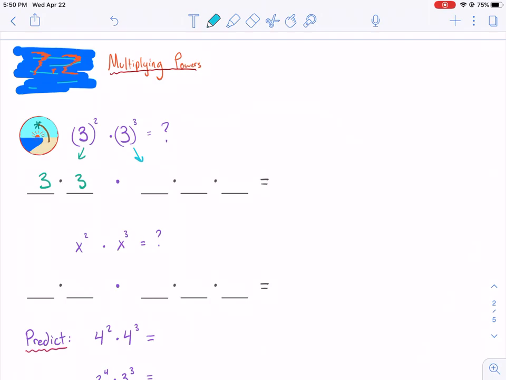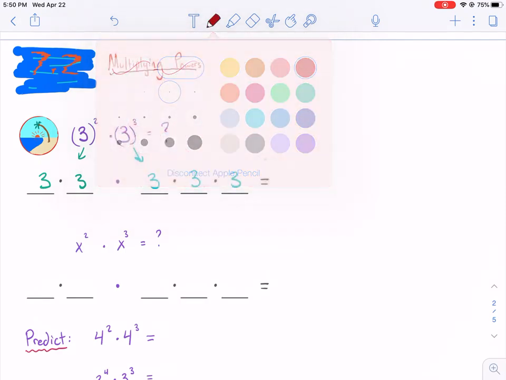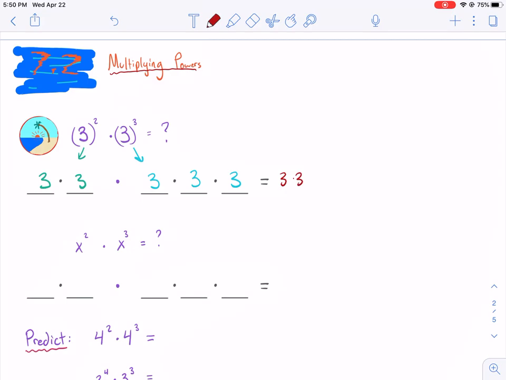Let's look at 3 to the third. 3 is the base, so that's what we're multiplying. How many times? We're going to multiply it by itself 3 times, as indicated by the power. So the result is 3 times 3 times 3 times 3 times 3. That's the same thing as 3 to the 5th power. And we could evaluate that further if we wanted to, but for now, that's fine.